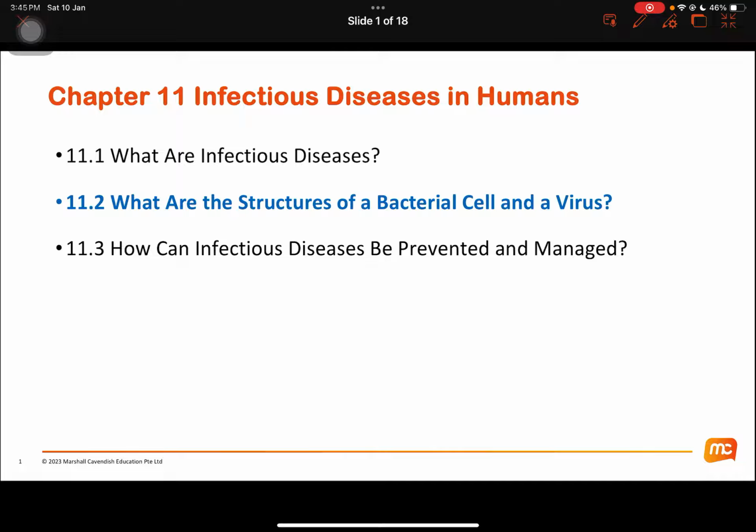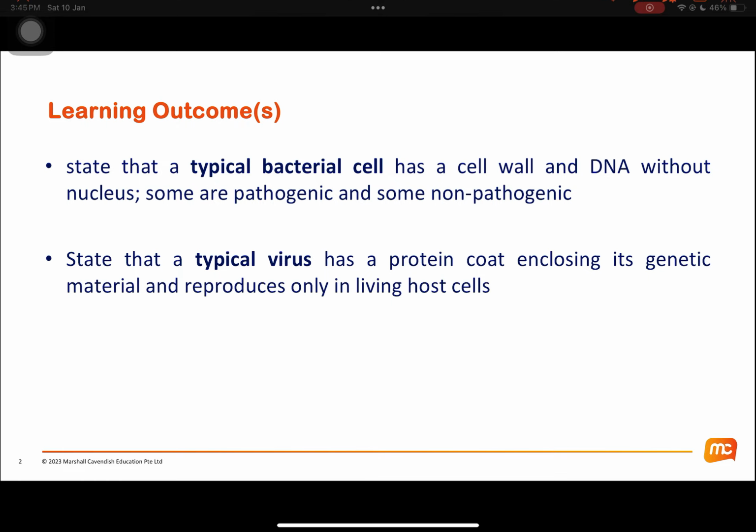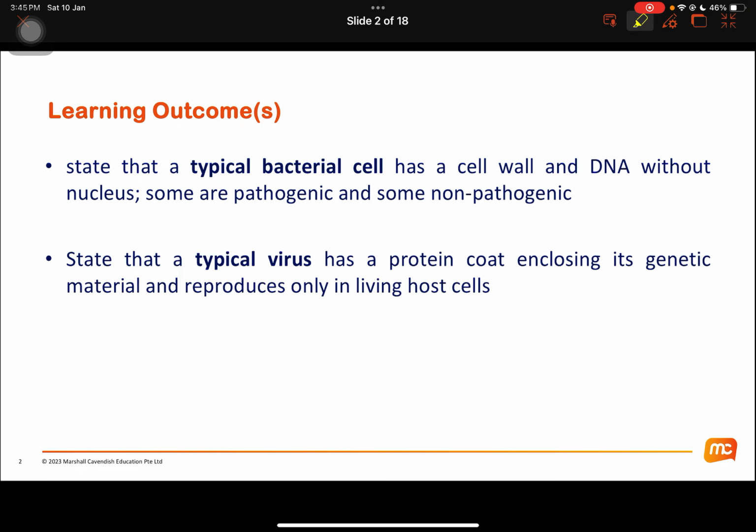For 11.2, we are only looking at two things. First, the structures of a bacterial cell and the structure of a virus. So by the end of this video, you must be able to describe and state the different structures found in a bacterial cell, and you must also be able to describe how a typical virus looks like.